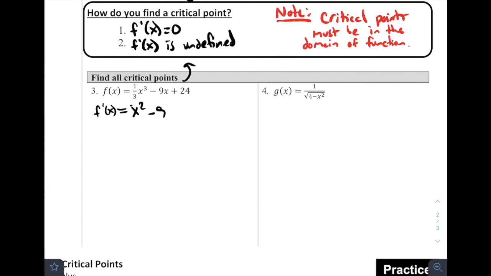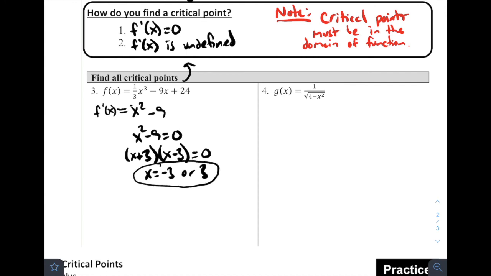And first off, we can see that there's no values that would make this undefined, right? There's no denominator that could be 0 or anything like that. So really I want to see where this is equal to 0. So x squared minus 9 is equal to 0. I'm going to factor that. We've got a difference of two squares here. So that's going to occur at x equals -3 or +3. And this appears to be a well-behaved function. There's no reason why I wouldn't be able to plug in either of these numbers into this. So these are our critical points.